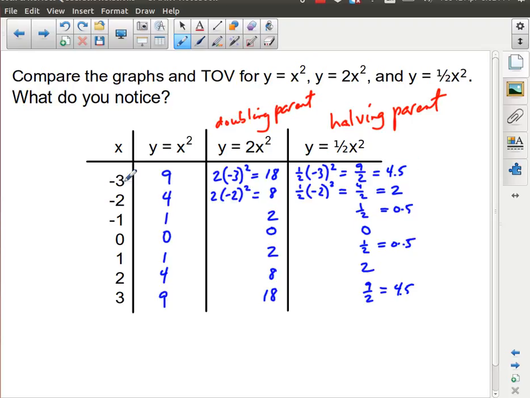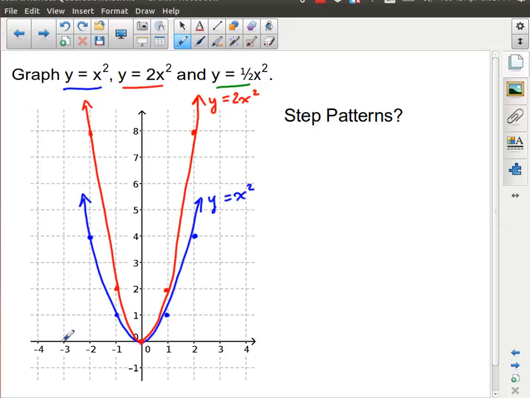So when x equals negative 3, we're at 4.5, then 2, then 0.5, then 0. So negative 3 is at 4.5. Negative 2 is at positive 2. Negative 1 is at positive 1/2. 0 is at 0. Positive 1 is at positive 1/2. Positive 2 is at positive 2. Positive 3 is at 4.5.